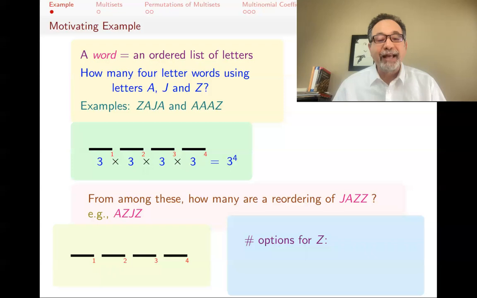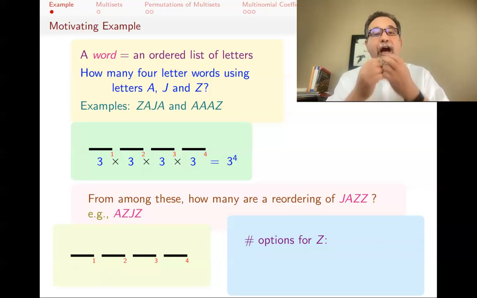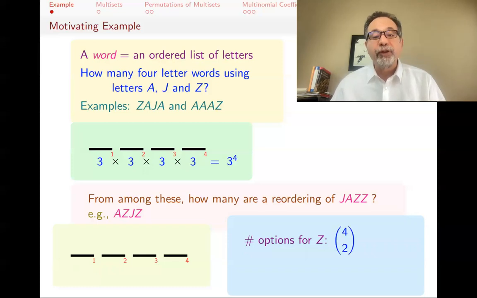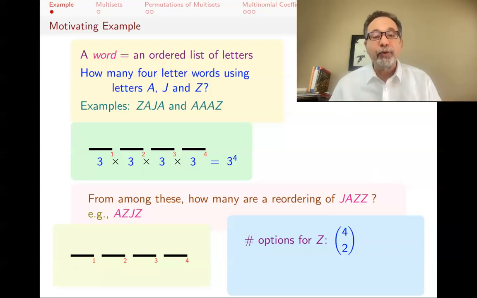And then the question is, how many options do I have for placing the Z's? Well, I have 4 spots and I have 2 Z's. So I have to choose 2 out of the 4. And so the number for that is 4 choose 2. 4 choose 2, a binomial coefficient, exactly stands for, and this was the subject of a previous video, how many ways can you make a committee of 2 out of 4 people? Or in this case, out of 4 spots, how many ways can you pick 2 of them? And we had a formula for that.